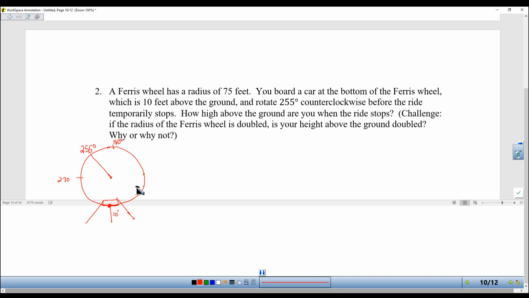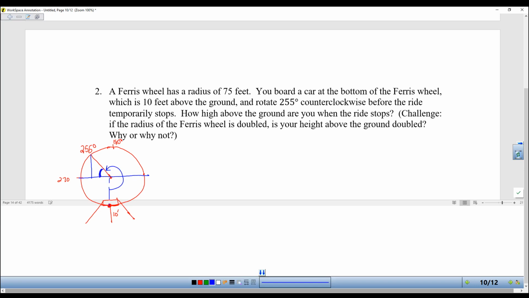255 degrees counterclockwise before the ride temporarily stops. How high above the ground are you when the ride stops? So I'm going to make a little mini triangle. And remember that this right here is 255, but I need this angle right here.